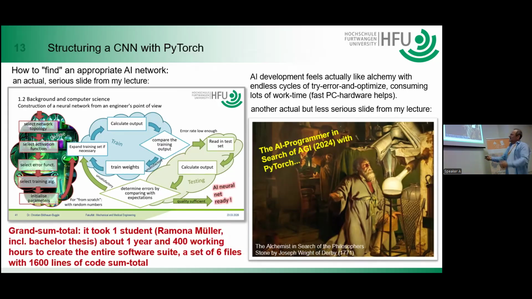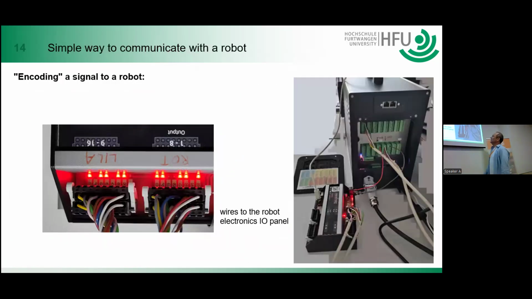So in grand sum, it took my one student, Ramona Müller, about 1 year, a bachelor thesis, and 400 working hours to create about 1,600 lines of code, sum total, to actually produce a software which can solve the task. That was a bummer. I didn't expect it would be that difficult, and I was sort of surprised, but I had full confidence in my student that she knows what she's doing, but I didn't expect it would take that long.